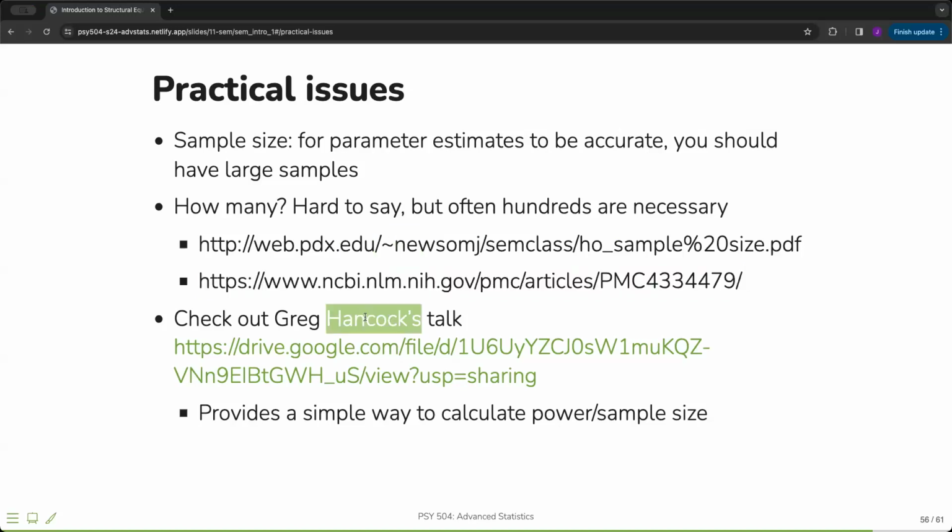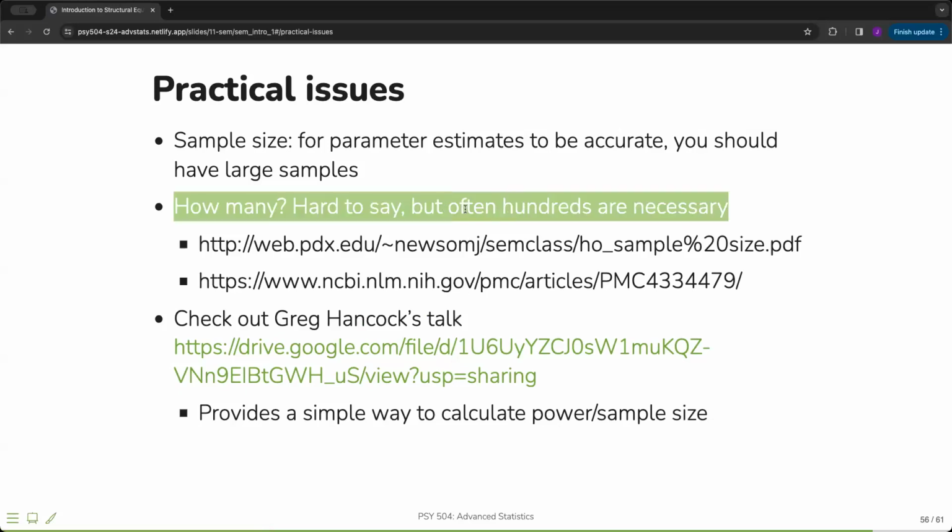Greg Hancock came a couple weeks ago, and I linked to his talk here. He came up with a genius, very easy and simple way to calculate power and sample size in path models and structural equation modeling. If you're interested in that, I would definitely go look at his talk. It seems like a very intuitive, simple way to figure out the power and how many people you need. But generally speaking, you probably need hundreds.